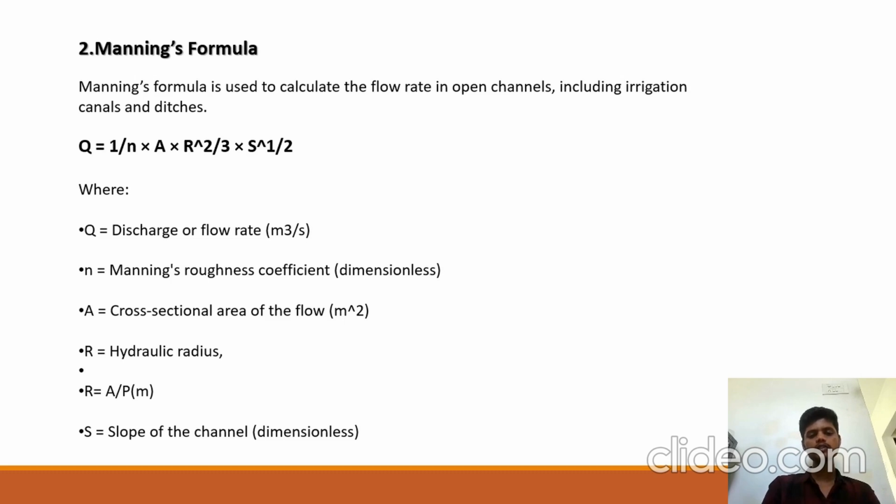Where Q means the discharge in a canal in meter cube per second, and N is a roughness coefficient, the Manning's coefficient, which depends on the roughness of the channel. A is the cross-sectional area of the channel, and R is the hydraulic radius. Hydraulic radius is the ratio of wetted area upon wetted perimeter, and S is the slope of the channel.